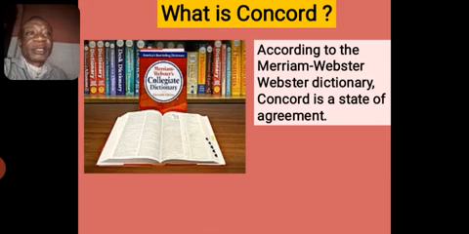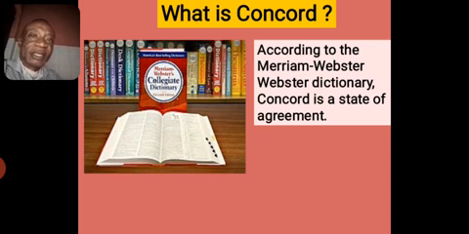So, what is concord? Many of you might have different definitions, but let's look at the dictionary definition. Merriam-Webster says that concord is simply a state of agreement. Now, for the purpose of our video, we shall narrow this to grammatical agreement. If you take it further, it is simply an agreement between the subject and the verb in a sentence.